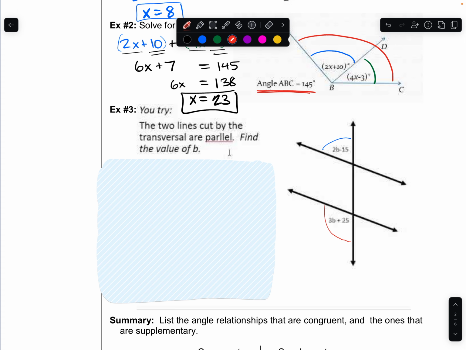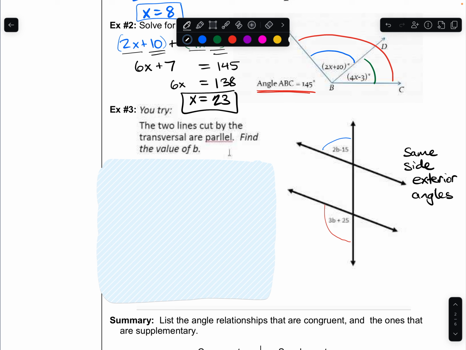I did not give you a name for this kind of an angle. They are same side because they're on the same side of the transversal, but compared to the parallel lines, they're exterior. They're outside of these parallel lines, not in between. So we could call this same side exterior, but that's not in our table. That's just kind of a bonus.